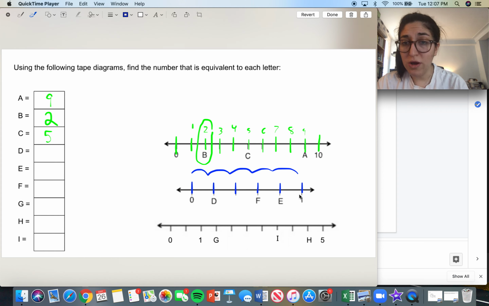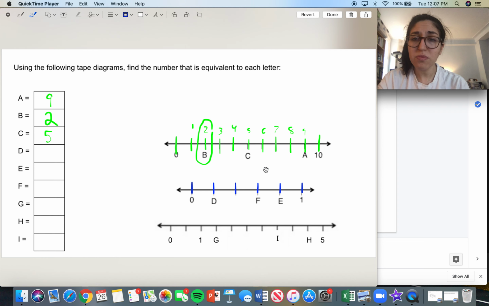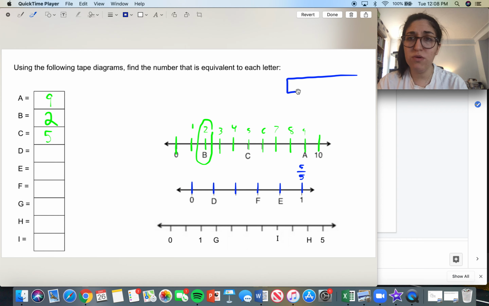We know that 1 is equivalent to 5/5, right? We'll just do one quick review here. If I have a candy bar and I cut it into 5 pieces, 1, 2, 3, 4, 5, and I eat all 5, 1, 2, 3, 4, 5, I've eaten the entire candy bar, right? So that's why 1 is equivalent to 5/5.